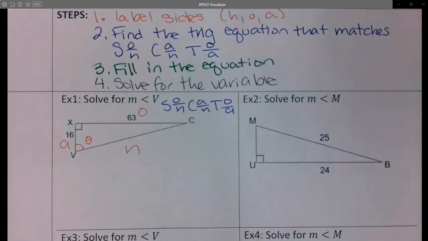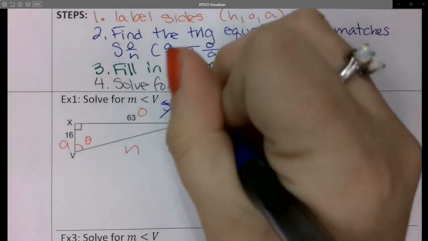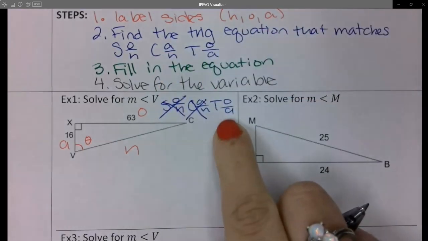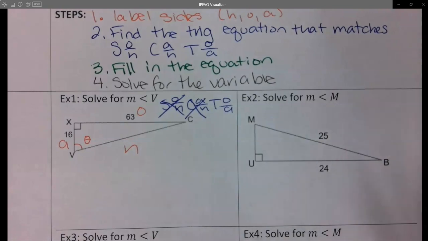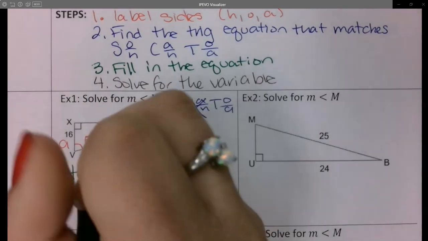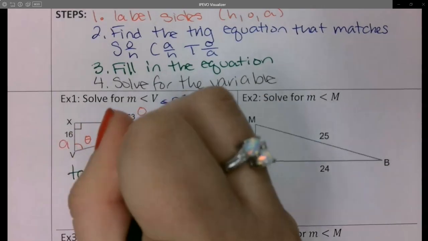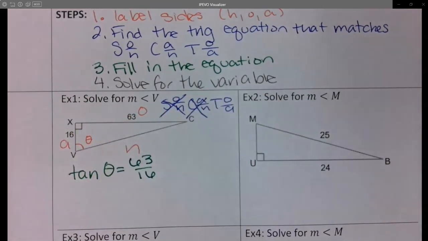Okay, so which two letters have something with them? A and O. So this is O and H. That's not it. This one is A and H. That's not it. O and A is the one I want, so I'm going to be using the tangent equation. I don't know what my angle is here, so I'm going to use the theta symbol. And then I want opposite over adjacent, so I'm going to have 63 over 16.